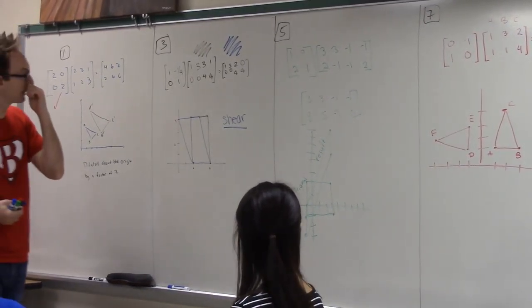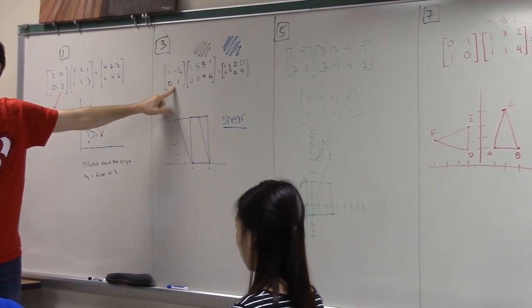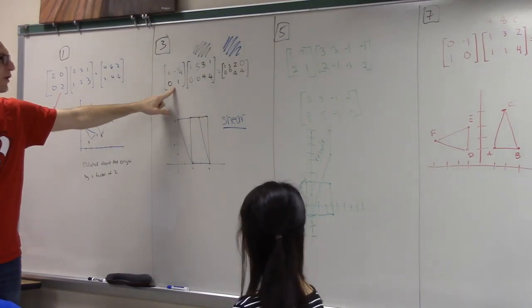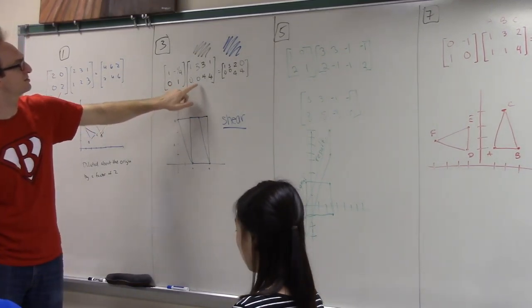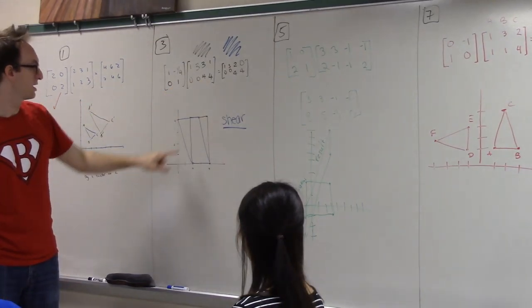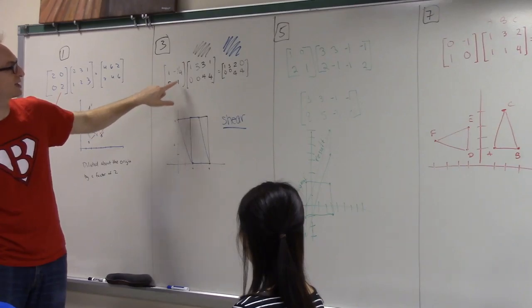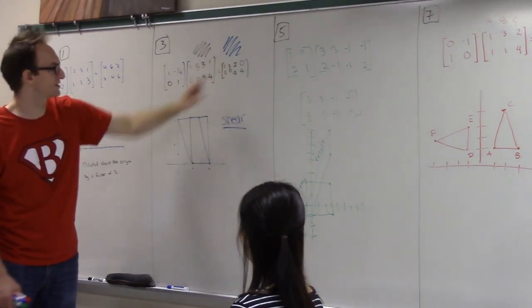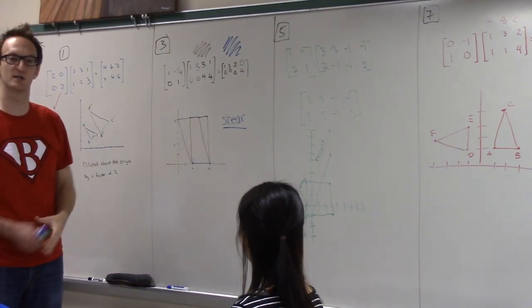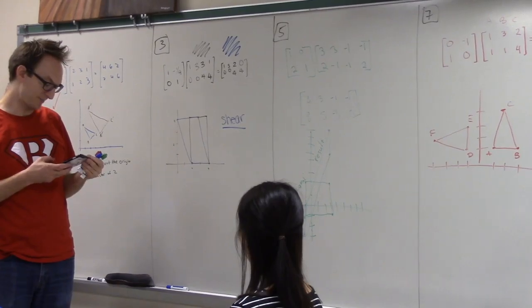Excellent. Number 3 was kind of interesting. Picture number 3? Yeah, Flora had a matrix over here. The points were 1, 0, 3, 0, 3, 4, and 1, 4. Those points were a rectangle, and this matrix operating on these vectors made these new output vectors, and that was a sheared rectangle. Cool.